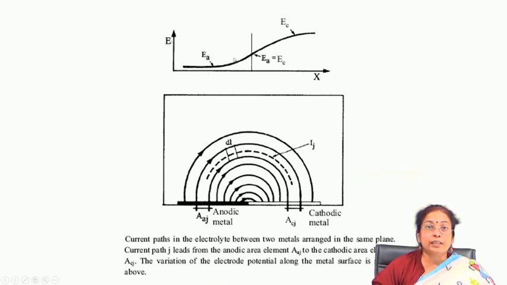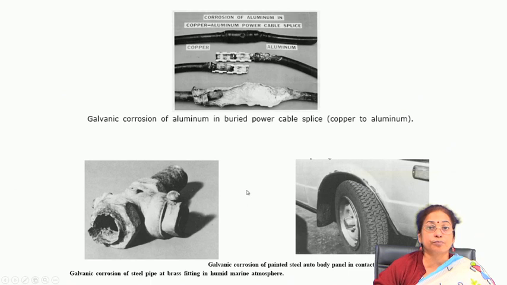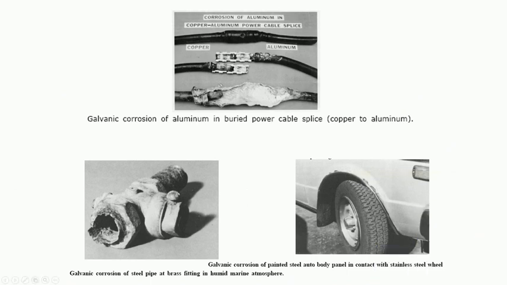From the interface, the corrosion rate also changes. Near the interface the corrosion rate is quite large, and as you proceed towards the anodic side, E corrosion approaches that of the anode. So the interface plays a very important role, and every problem starts from the interface. This is the galvanic corrosion of aluminum and copper coupling, as I mentioned.